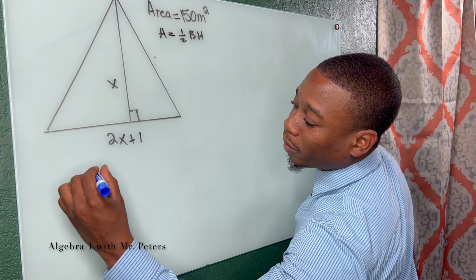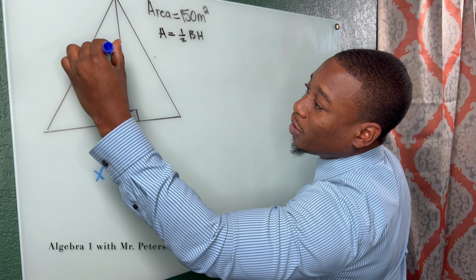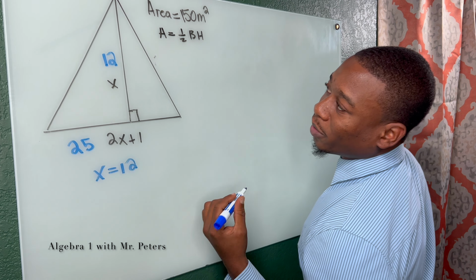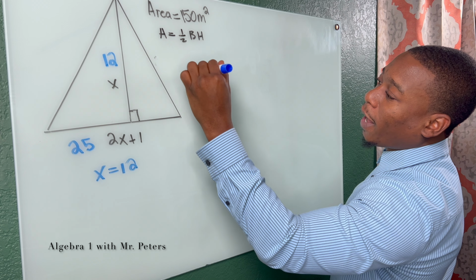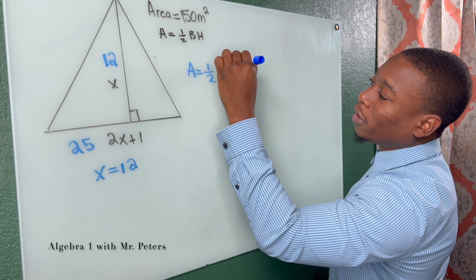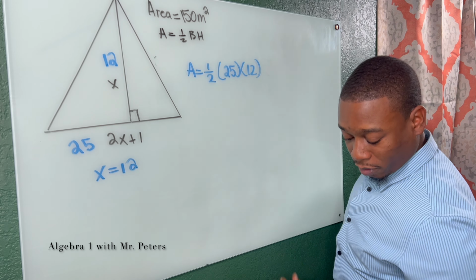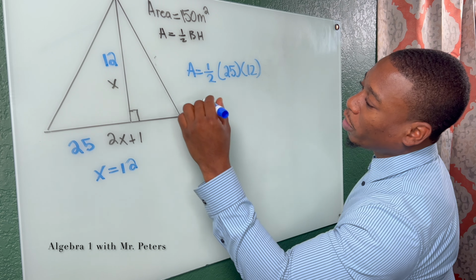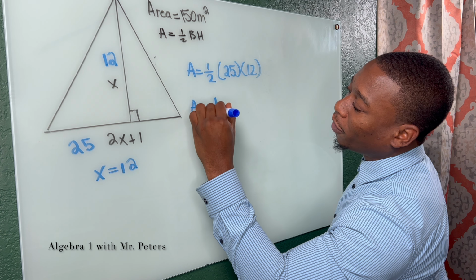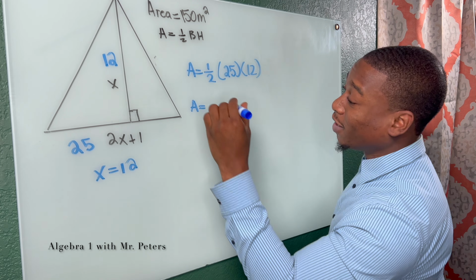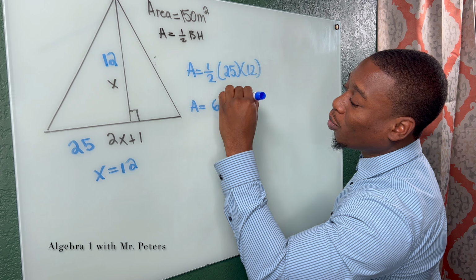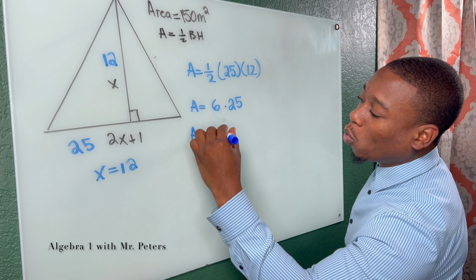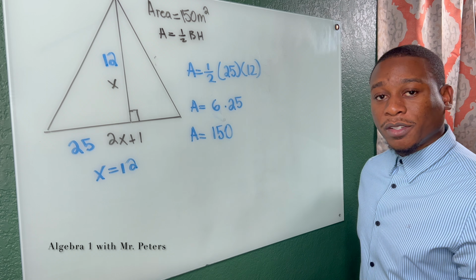So I know that x is equal to 12. So this is going to be 12, and this is going to be 25 on the bottom. So let's see. Area is equal to half the base, which is 25, times the height, which is 12. Right? Once I grab my calculator, I don't have my calculator. Let's go through it. So area is equal to half, well, not half, I'm sorry guys, it's going to equal 6 times 25. And when we multiply 6 and 25, we are going to get 150 as a final answer.